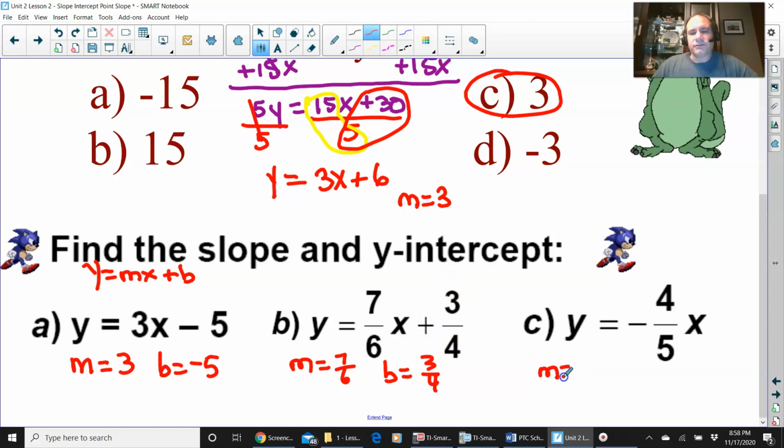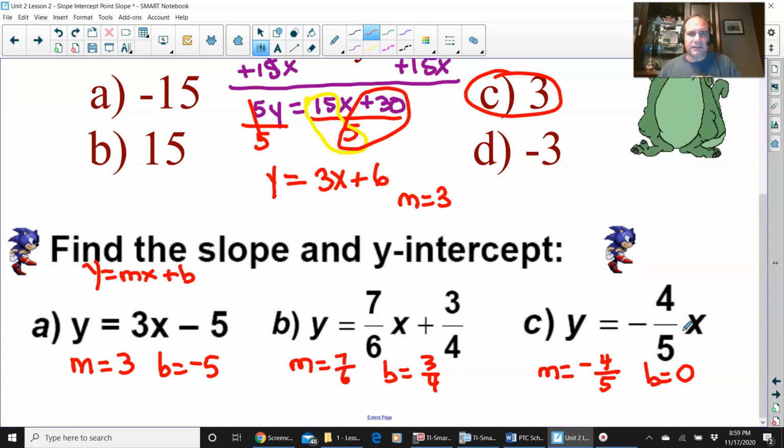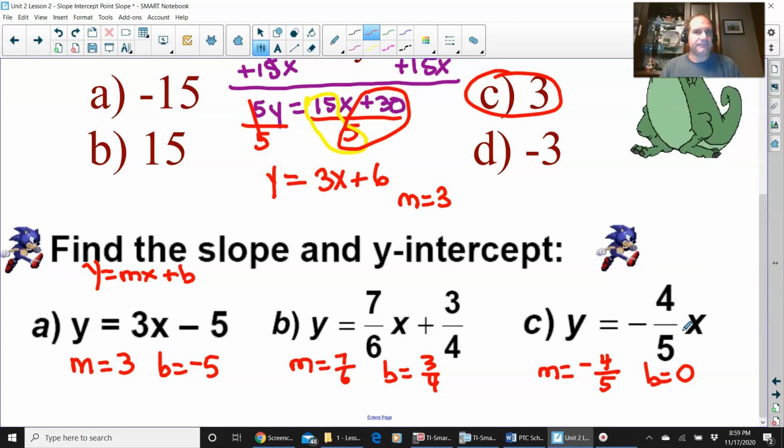M equals -4/5. And b equals... I don't see any b. What happens when you don't see a b? It is 0. All right, my question to you is, which one of these equations is a direct variation?